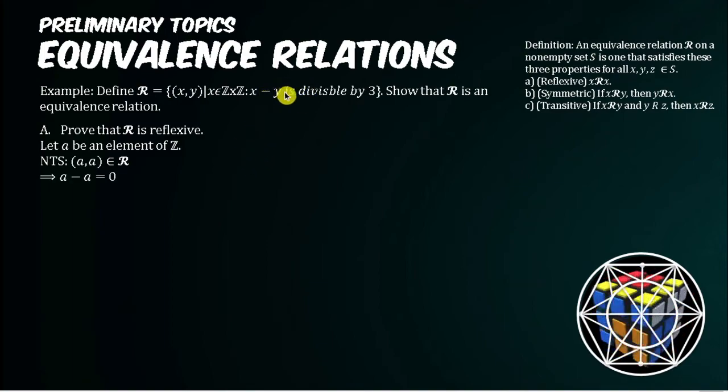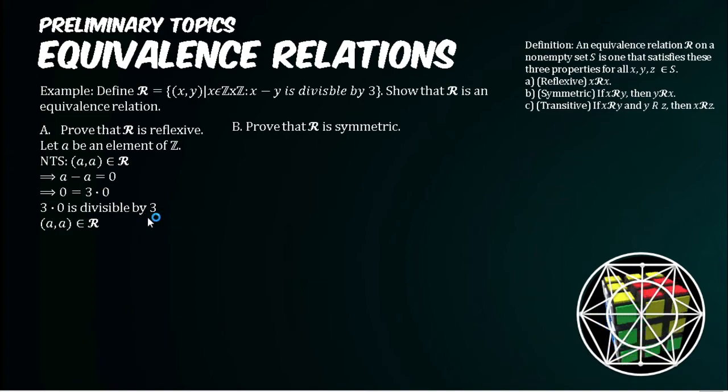But how do we do that? We use the definition of the relation. It is included in this relation if it satisfies this condition, that is, when we subtract the two elements, the difference is divisible by 3. Well, if we subtract A and A, that will give us 0. And of course, obviously, 0 is divisible by 3. So yes, regardless of not knowing the exact value of A, we are sure that the ordered pair (A, A) is in the relation because 0 is always divisible by 3, not divisible by 0. So yes, this ordered pair is always an element of R. So we are able to show that R is reflexive.